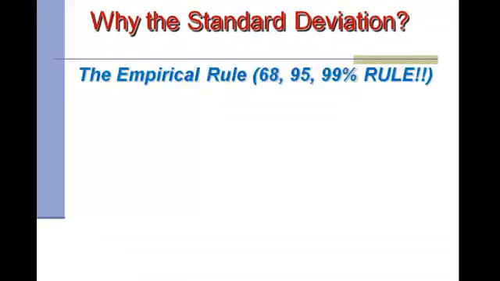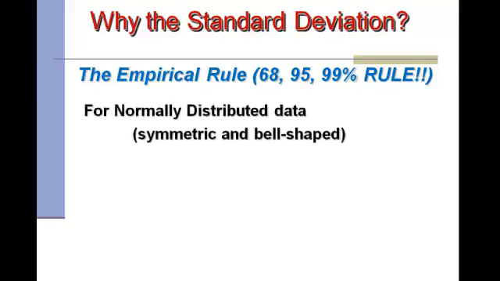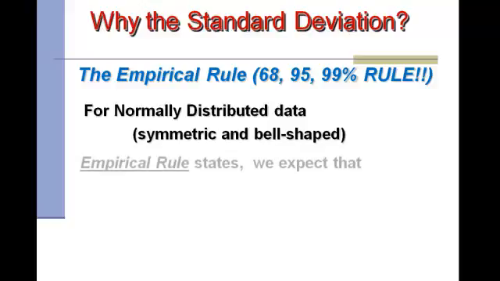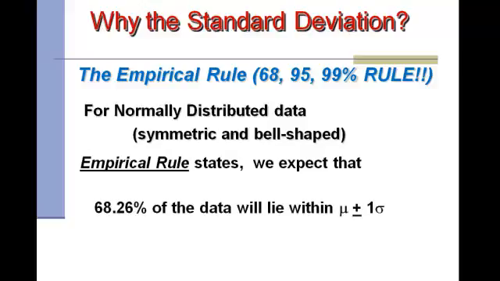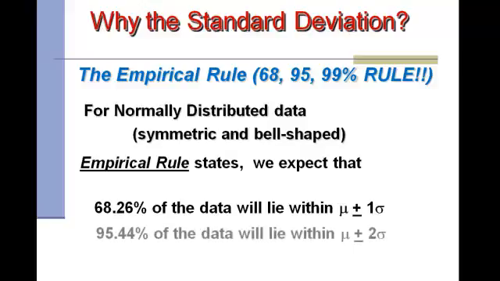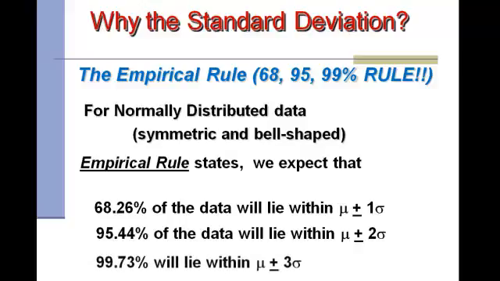Now, the empirical rule, I like to call it the 68, 95, and 99% rule. And what the empirical rule tells us, first, for normally distributed data, meaning data that's symmetric and bell-shaped, the empirical rule says we expect that 68.26% of the data will lie within the mean plus or minus 1 standard deviation. 95.44% of the data will lie within the mean plus or minus 2 standard deviations. And we can expect that 99.73% of the observations will lie within the mean plus or minus 3 standard deviations.